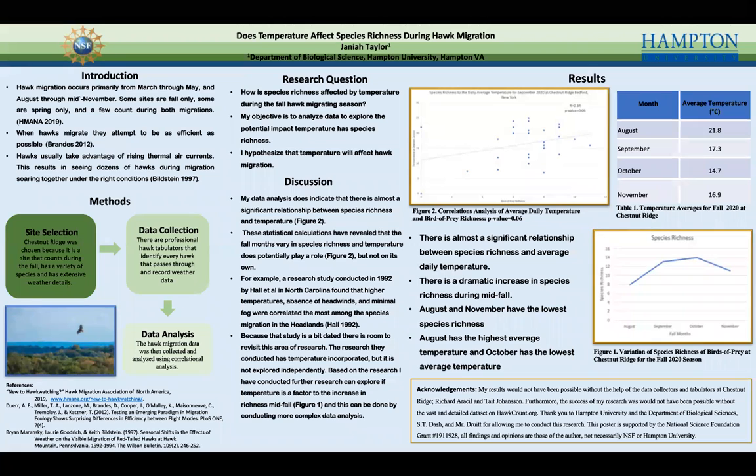So from my data that I've graphed and calculated here, we can see in figure 2 that there's almost a significant relationship between species richness and average daily temperature. And we know this because the p-value, in order for the relationship to be significant, has to be below 0.05. The p-value that I got was 0.06, which is close, but not exact. This could have come from statistical error, so that's also when future research can come in.